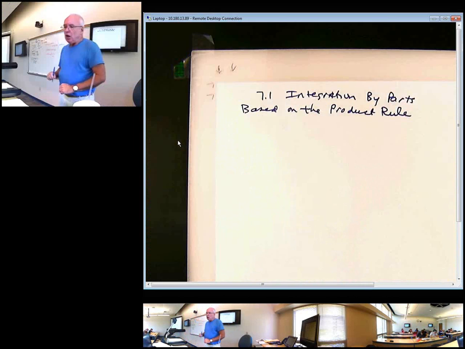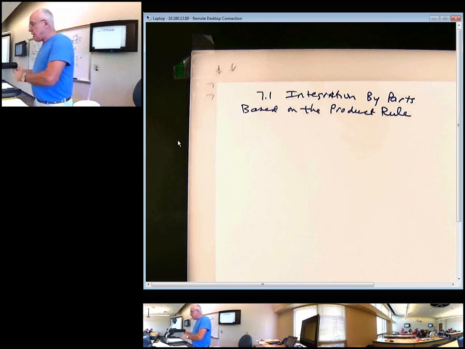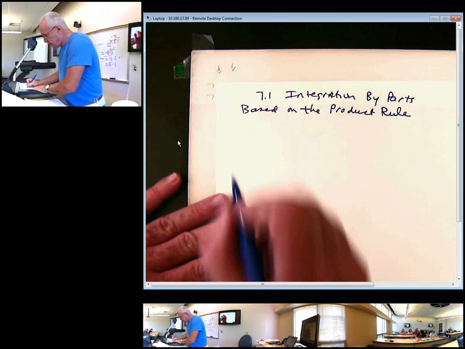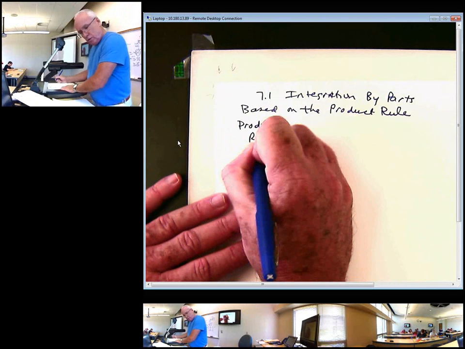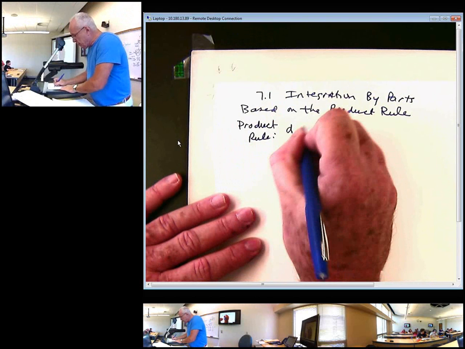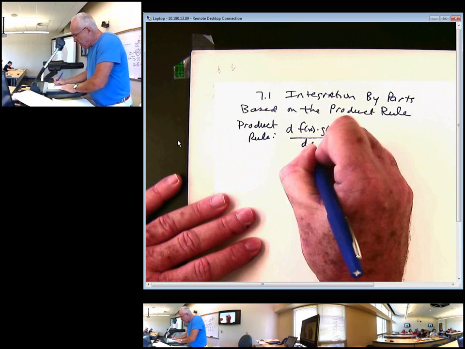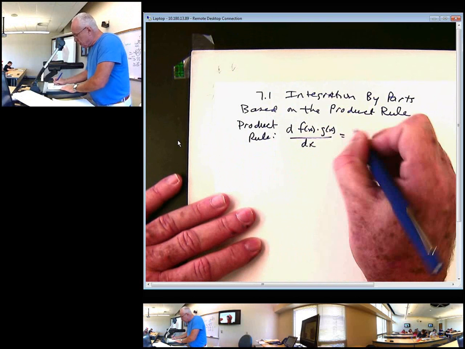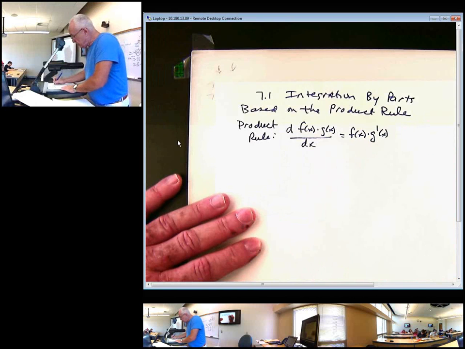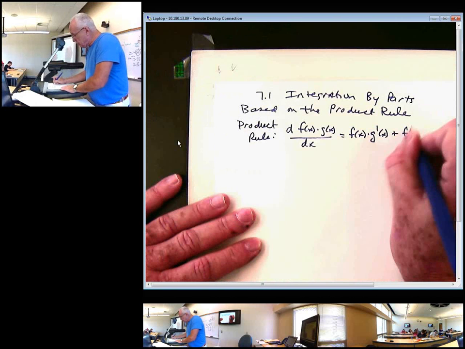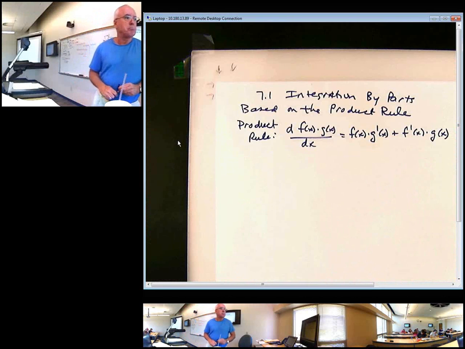All right. The first thing I want to do is to just write down the product rule. Okay, the product rule, as you all know, is that the derivative of f of x times g of x is equal to the first function times the derivative of the second function plus the derivative of the first function times the second function. We all know the product rule, all right?